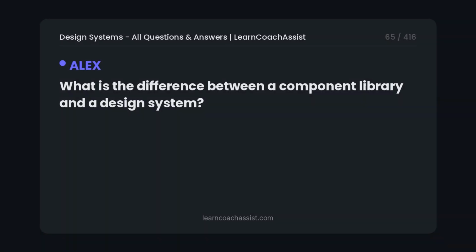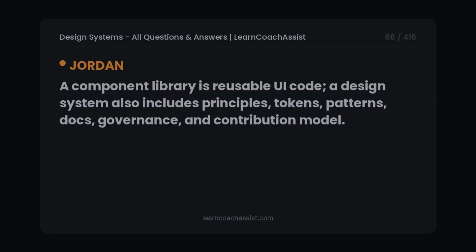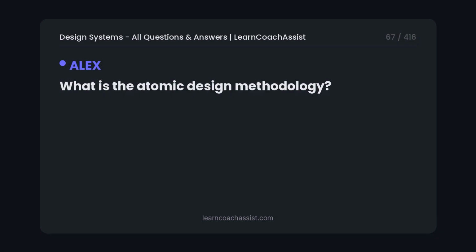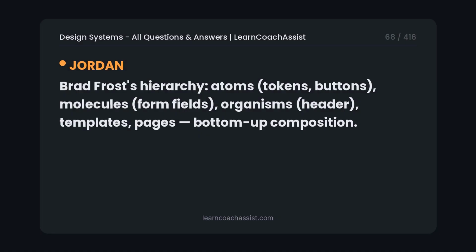What is the difference between a component library and a design system? A component library is reusable UI code. A design system also includes principles, tokens, patterns, docs, governance, and contribution model. What is the atomic design methodology? Brad Frost's hierarchy: atoms, such as tokens and buttons; molecules, such as form fields; organisms, such as a header; templates; and pages, with bottom-up composition.